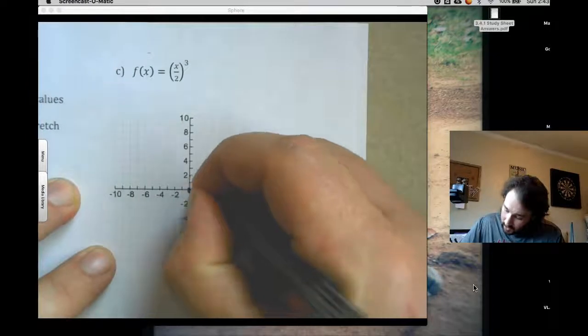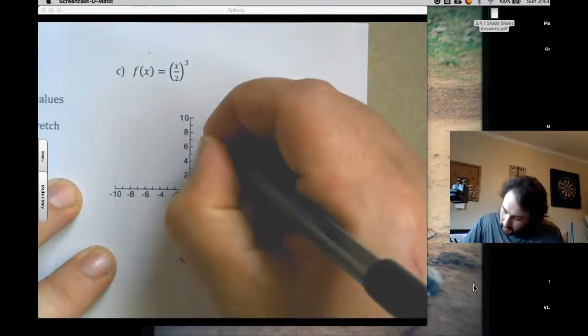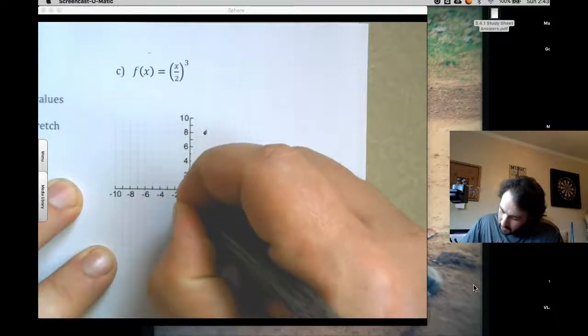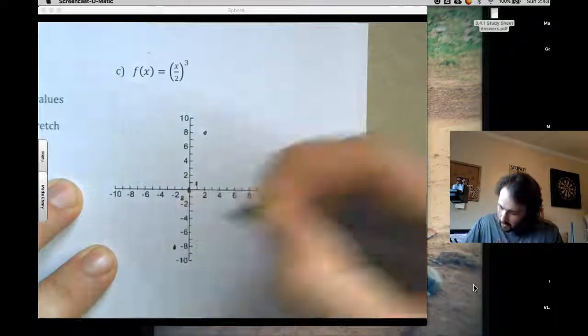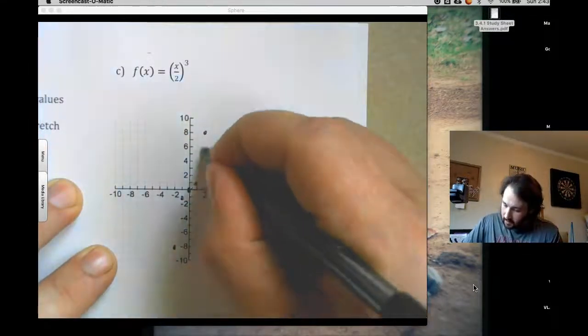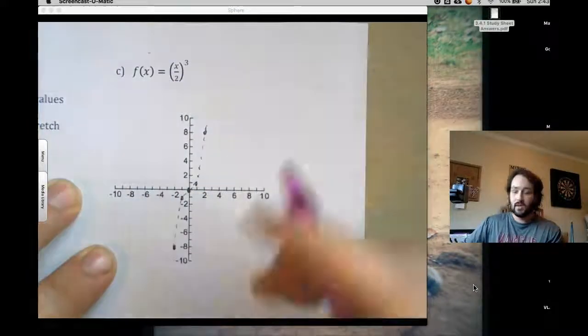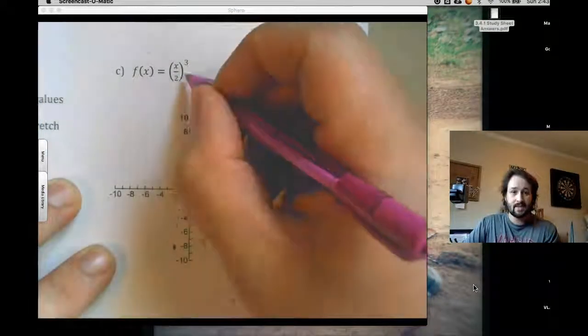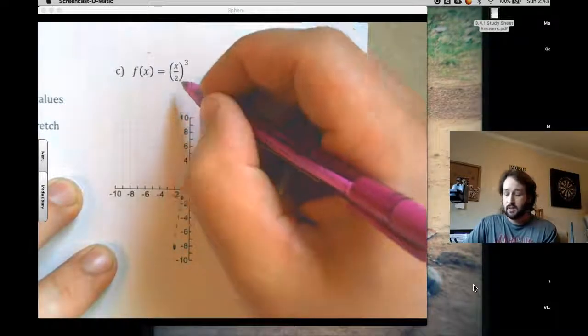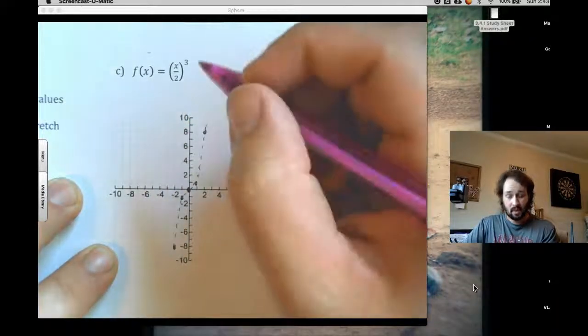So first I'll put my cubic parent function on here. So I have my cubic parent function right there. We have something like this. There's our cubic parent. So now, again, like I said, the x is being divided by 2 right now, so the opposite thing would be to multiply by 2.